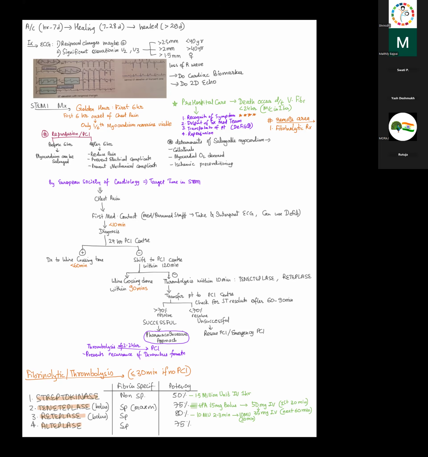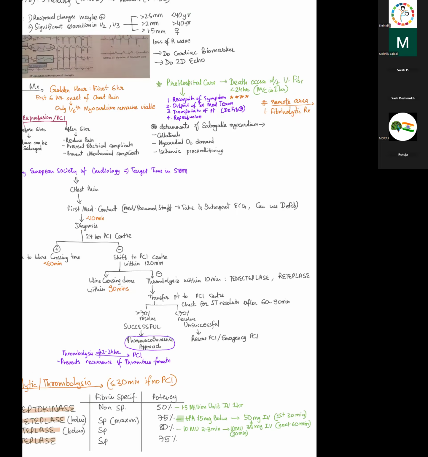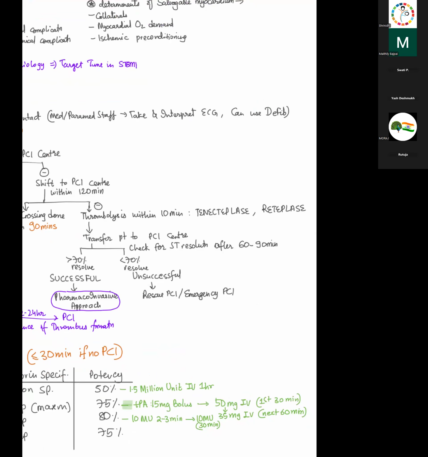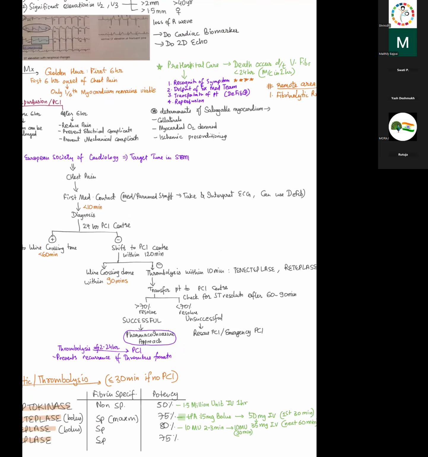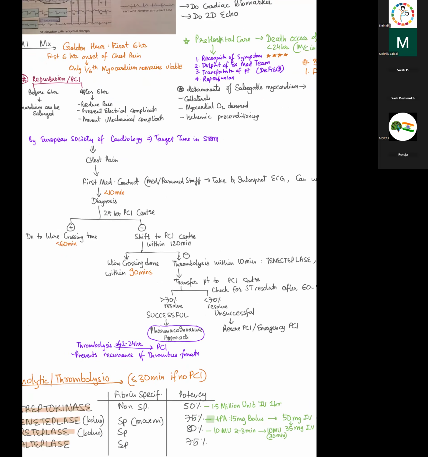They have 80% and 75% potency respectively. Reteplase is given as 10 million units in the first 2 to 3 minutes, followed by 10 million units in the next 30 minutes. And streptokinase, which is fibrin non-specific, has a potency of 50% and is given as 1.5 million units intravenous in the first hour.